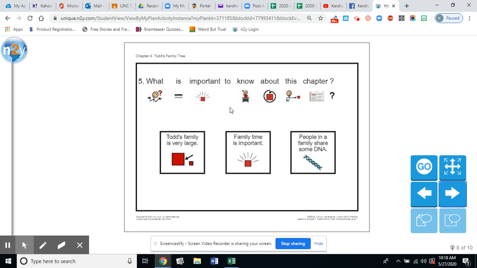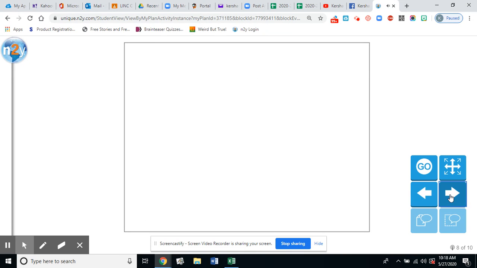It was a fiction story about Todd and his family, but it shares information with us about DNA and how families share DNA. And in this DNA, this is how traits are passed down from parents or from grandparents to parents to children. People in a family share some DNA. That was the main idea.